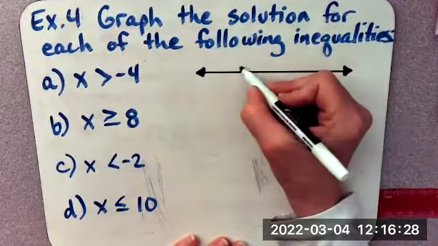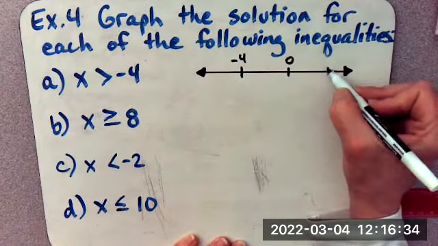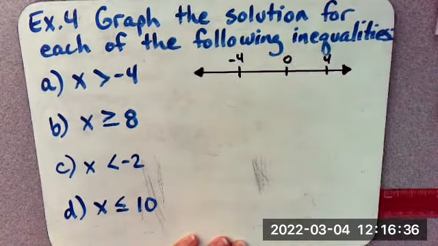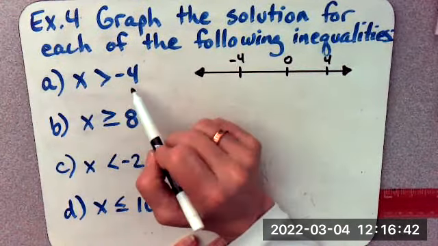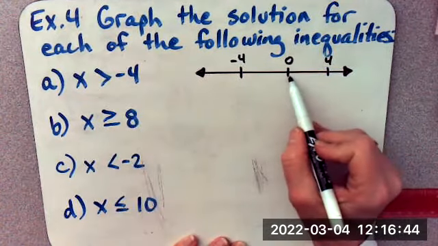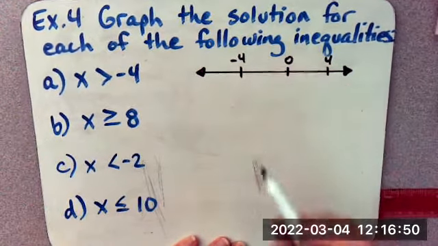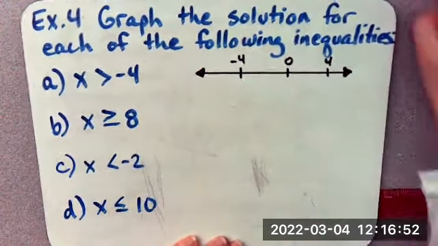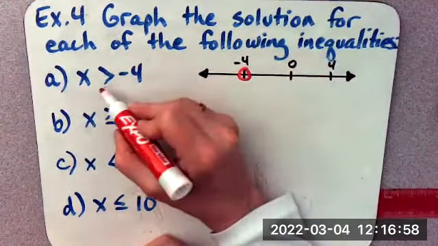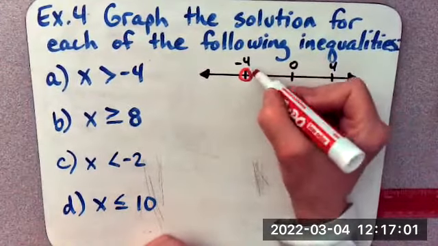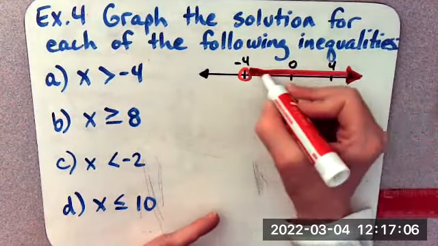So we have negative 4, we have 0, and let's just put a 4 over here to make it nice and balanced. We have x is greater than negative 4, so we use the test point of 0. Is 0 greater than negative 4? Yes. So that means I'm going to put an open point around negative 4 because there's no equal bar there, and then I'm going to shade this direction because 0 was a solution to that inequality.